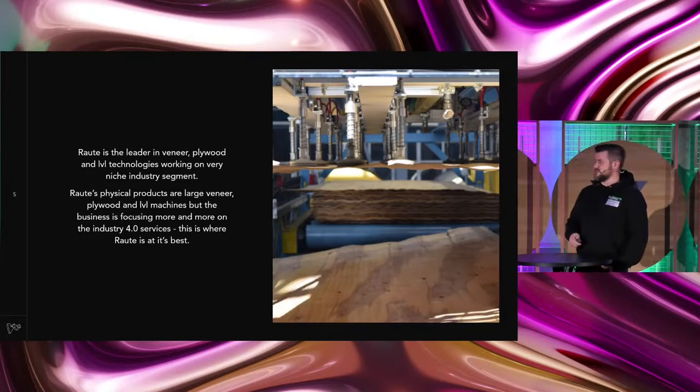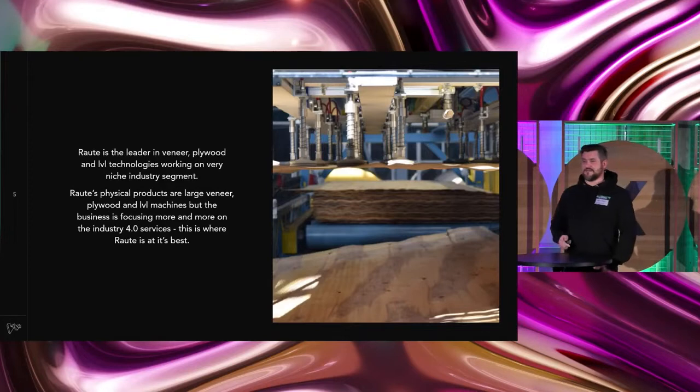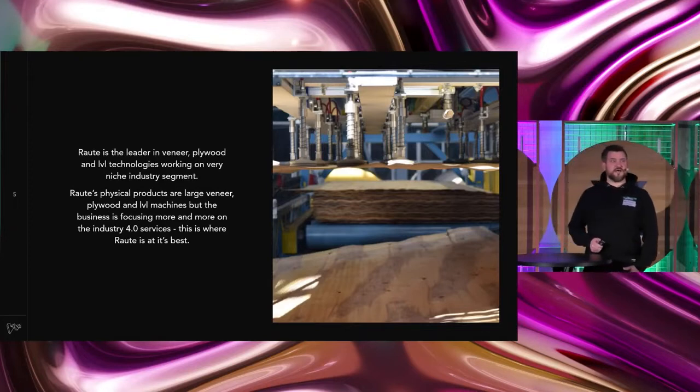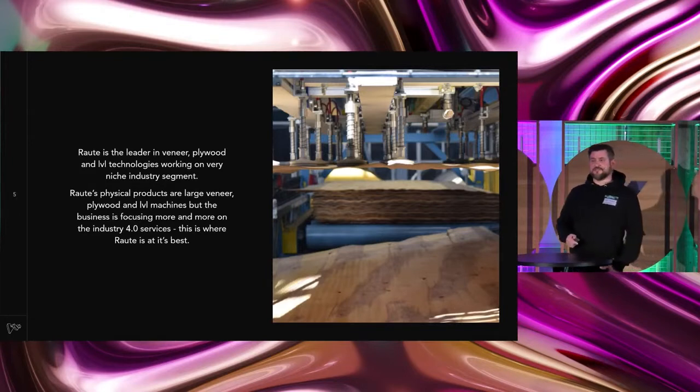So although the machines are huge physical objects, the actual beef of their offering is in the cloud, and it's in really, really sophisticated technologies, and this is where Raute is at its best. It's a current world leader in this kind of technologies.